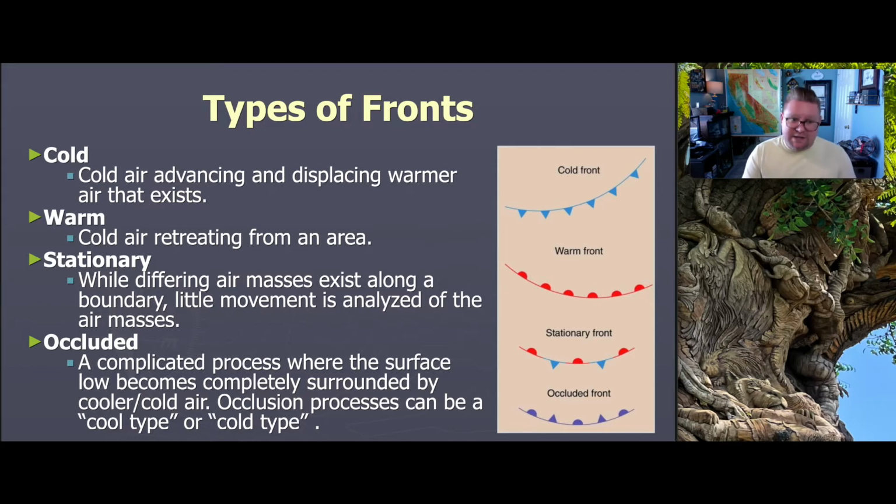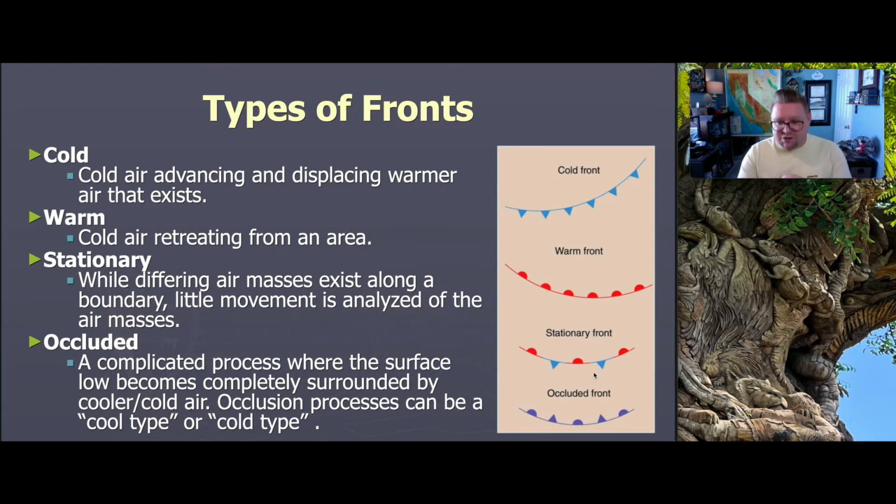Stationary fronts are unique. Stationary fronts are when two different air masses, a warm and a cold, both exist along the same boundary, and there's really not any movement. They're almost at a standstill, and that's what we call a stationary front. As you can see, it's a mixture of both the red and the blue. They're at a head-on moment, and it's not decided who will overcome the other. Will the cold front take over, or will it be the warm front?